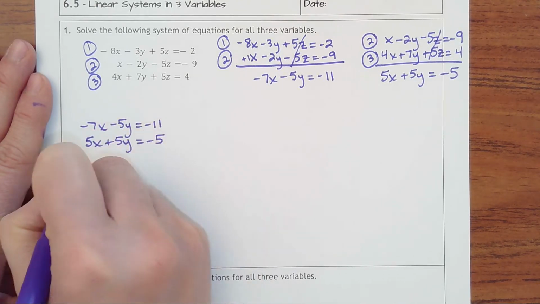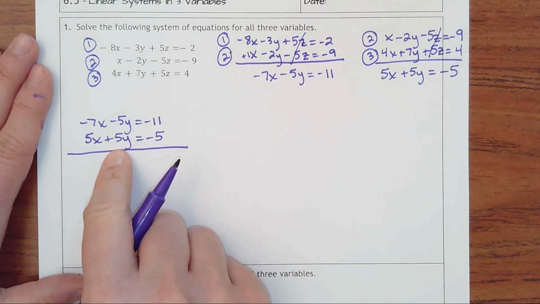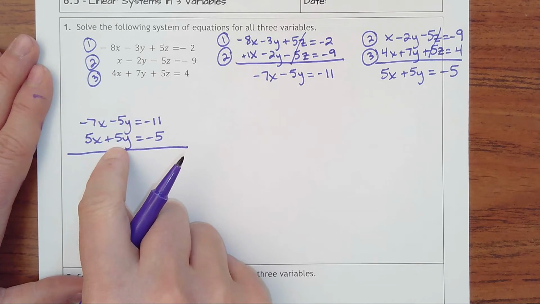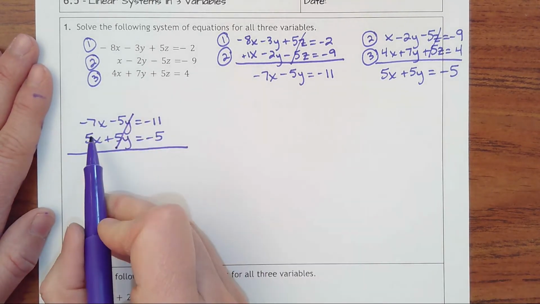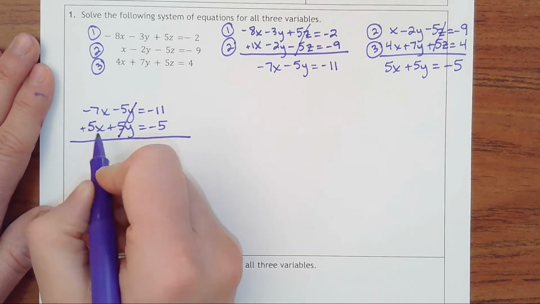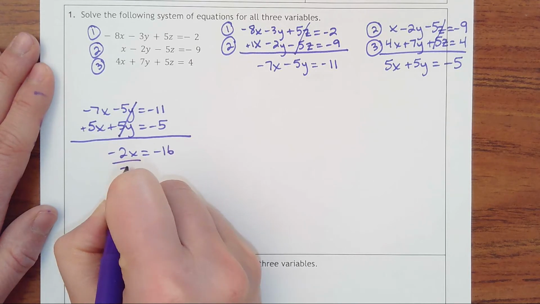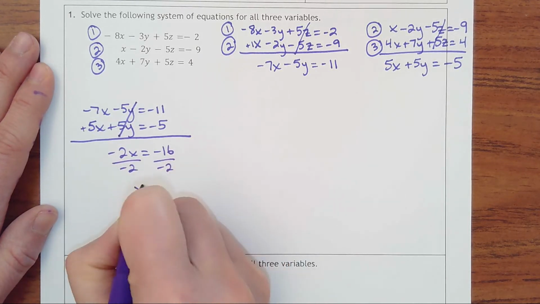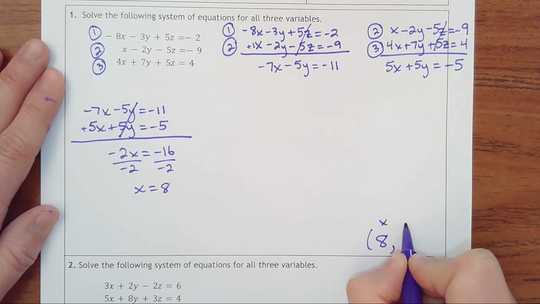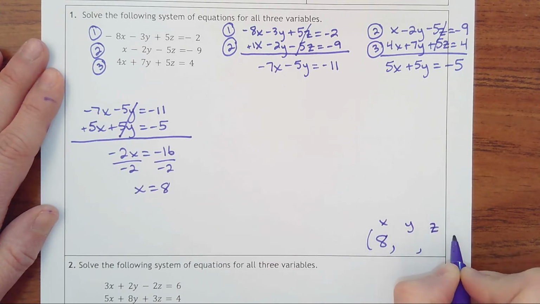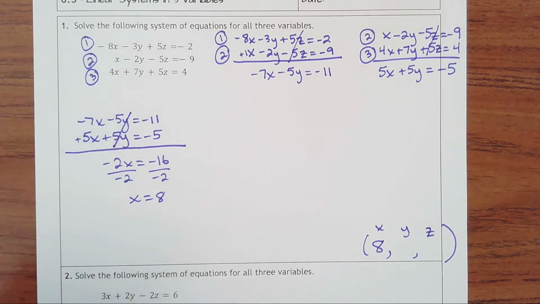And we're very lucky because I see my y's eliminate. If they didn't, I would have to multiply one of these equations by something to make either the x's or the y's go away. So this is gone. Negative 7 plus 5 is negative 2x equals negative 16. I'm able to solve for x and get that x is 8. So I have found x. I still need a y, and I need a z. So now you're just working backwards.